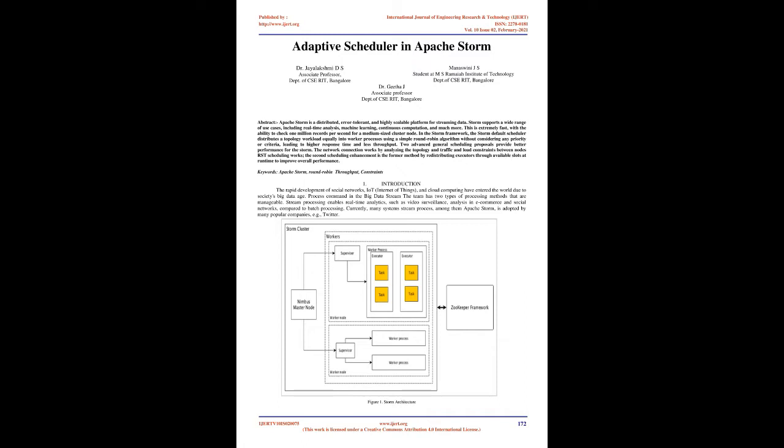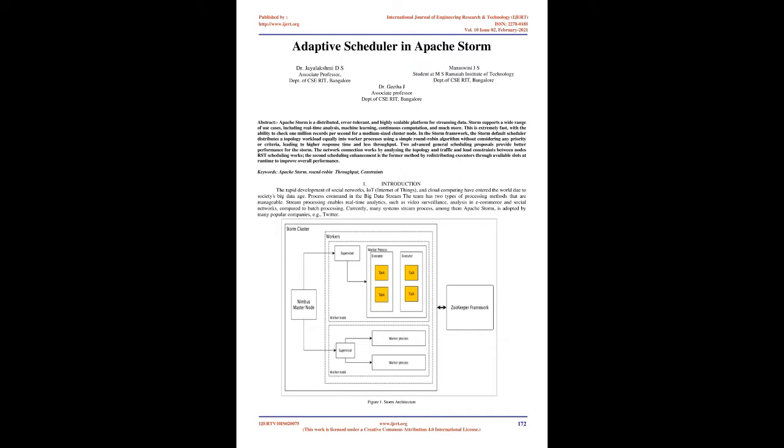In the Storm framework, the default scheduler distributes a topology workload equally into worker processes using a simple round-robin algorithm without considering any priority or criteria, leading to higher response time and less throughput. Two advanced scheduling proposals provide better performance for Storm. The first works by analyzing the topology and the traffic and load constraints between nodes. The second scheduling enhancement builds on the former method by redistributing executors through available slots at runtime to improve overall performance. Keywords: Apache Storm, round robin, throughput, constraints.